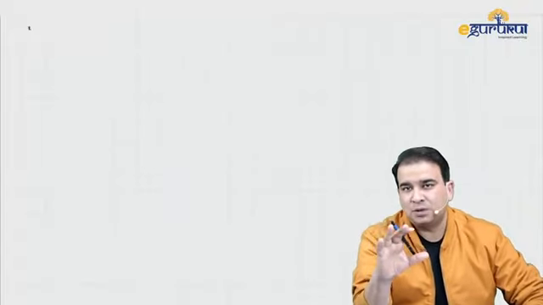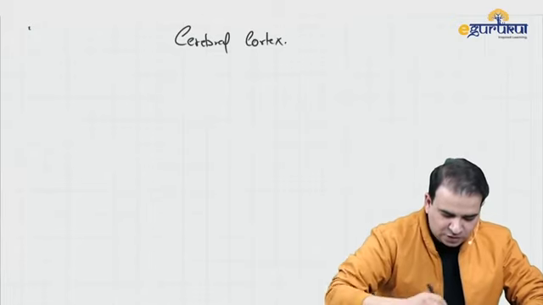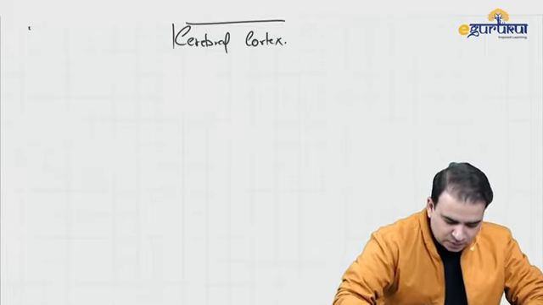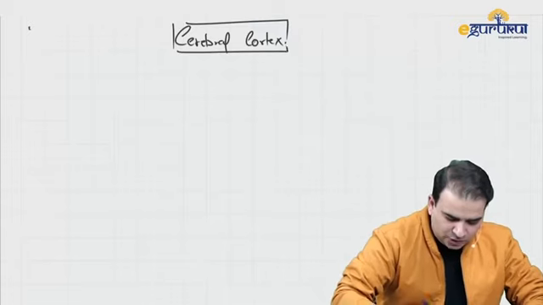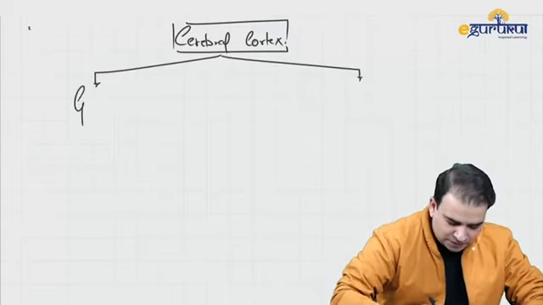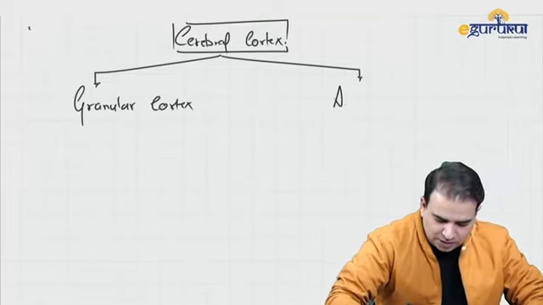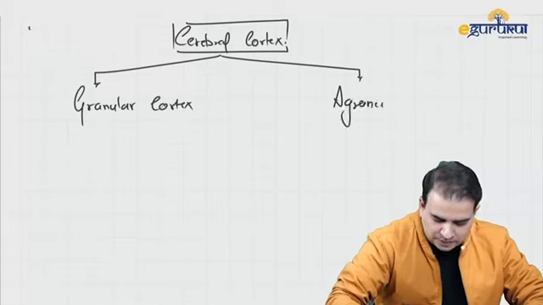Histologically, there are 2 types of cerebral cortex. So talking about the histological feature of the cerebral cortex, we said that histologically it can be of 2 types. It can be a granular cortex or an agranular cortex. There is a granular cortex, and let's say we got an agranular cortex.